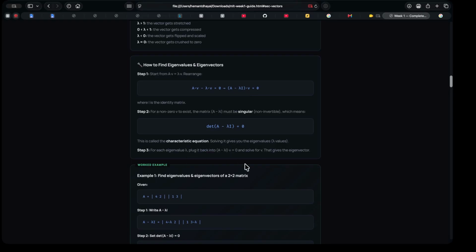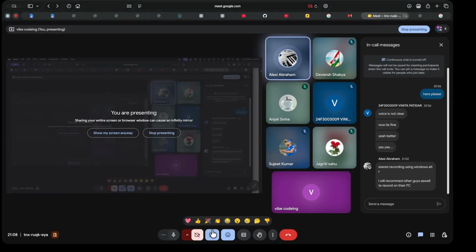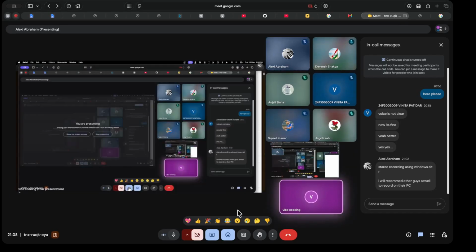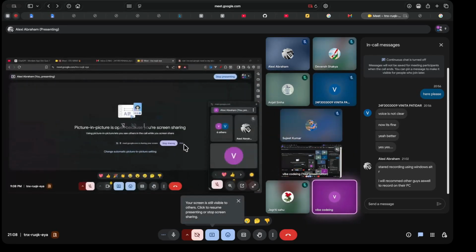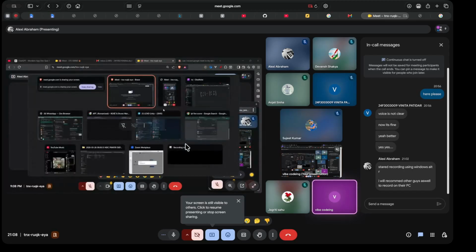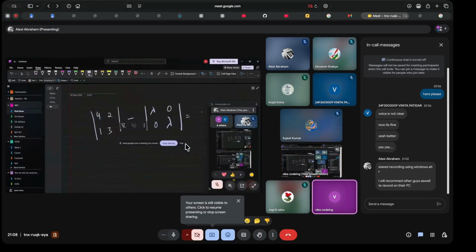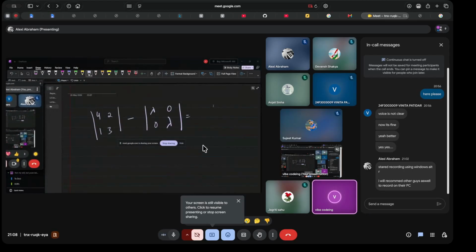Hemant, okay, I'm sharing my screen. Can you once check if I'm doing it correctly, because I've taken machine learning foundation together for this MLT. Okay, no problem. You can share. Yeah, 4 2. Yeah.